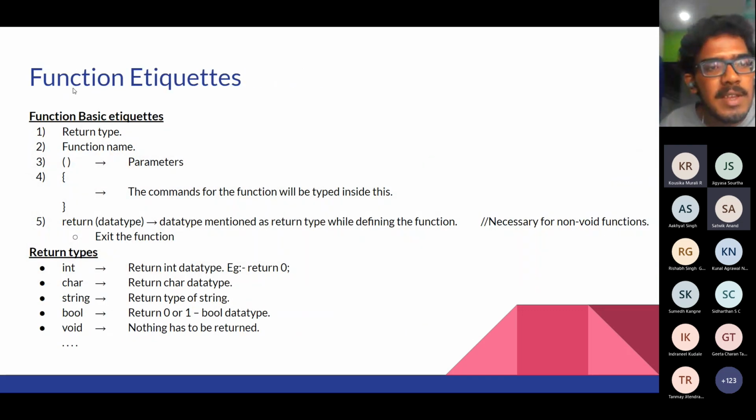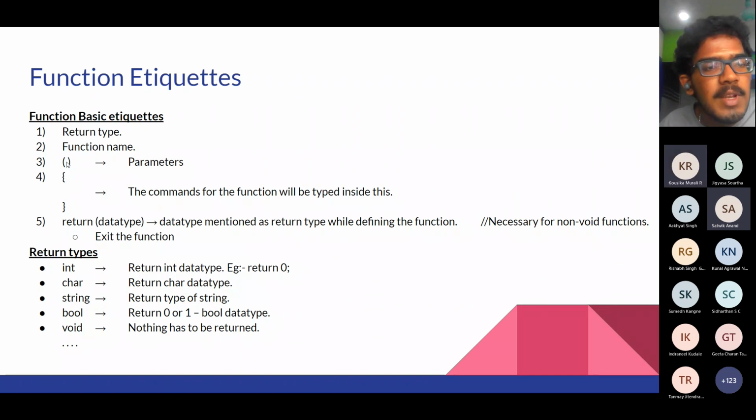So I'm summarizing how to write a function here. First we write a return type. It can be an integer, character, string, bool, or void, which is nothing, and many other types. But we cannot design a function to return a whole array. It can be any of these types or some other types which we will learn later. And we declare the function name and then give the parameters.